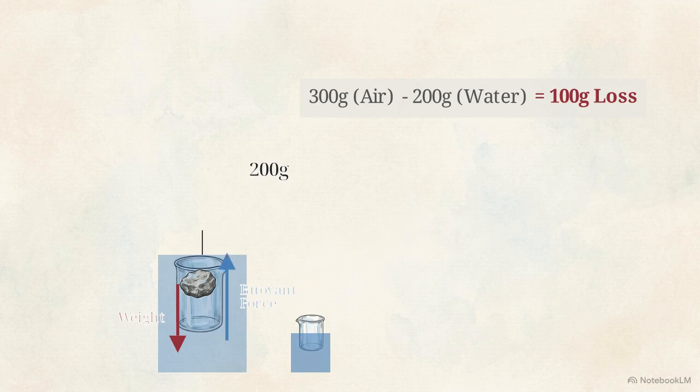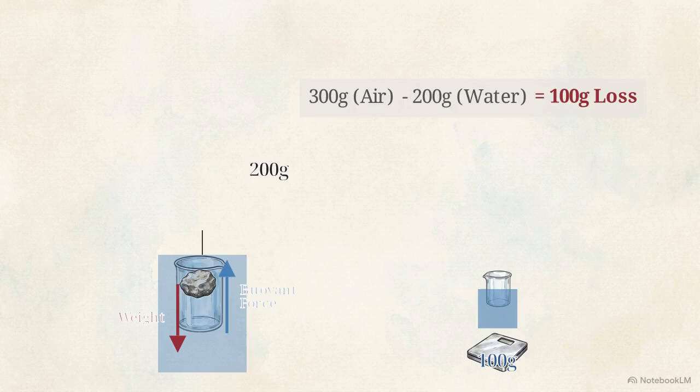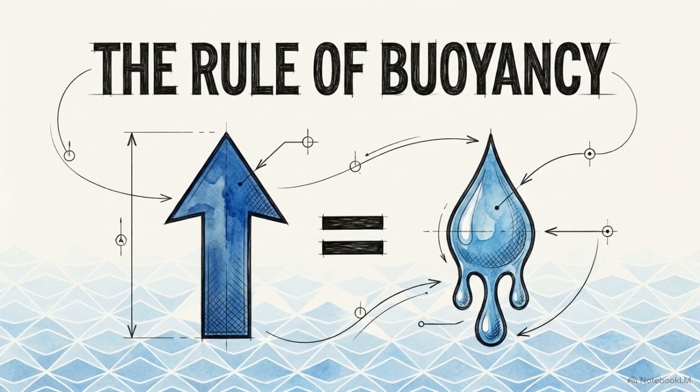Now we weigh the water that the stone pushed out of the way. On the scale, this displaced water weighs exactly 100 grams. The weight of the displaced water matches the upward buoyant force perfectly. This is Archimedes' principle. Any object submerged in a fluid experiences an upward force equal to the weight of the fluid it displaces.